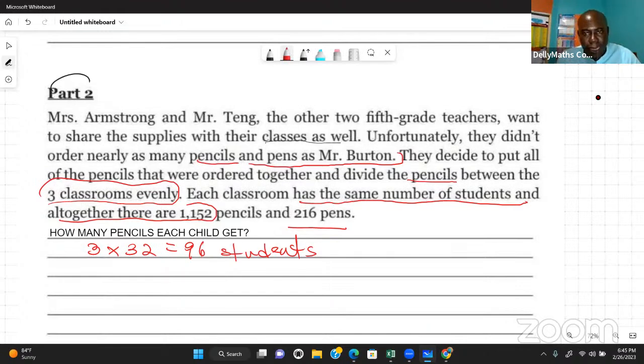Now, the question really says here, how many pencils does each child get, right? So now we know the total pencils. Let's write it, the total pencils.